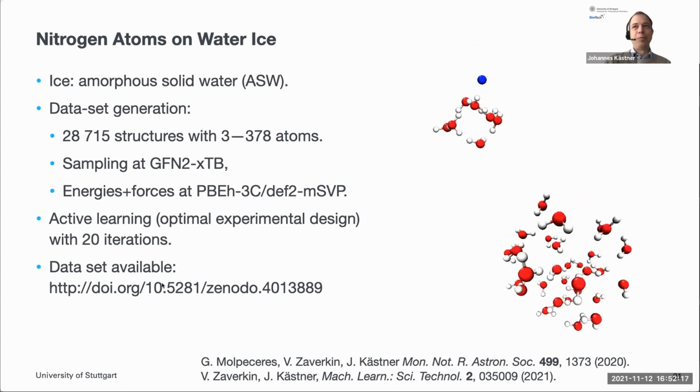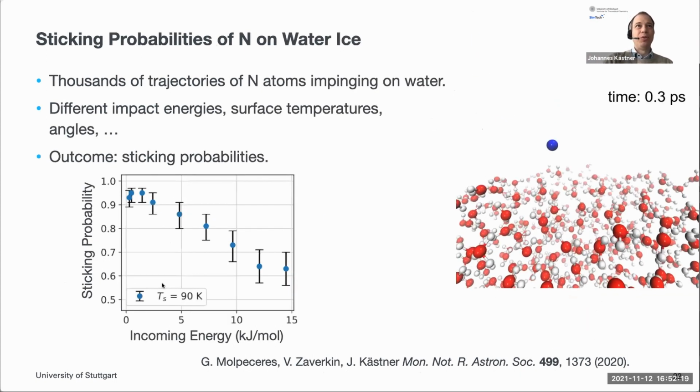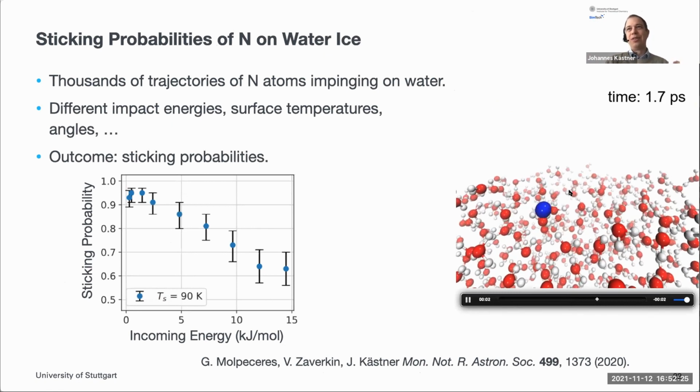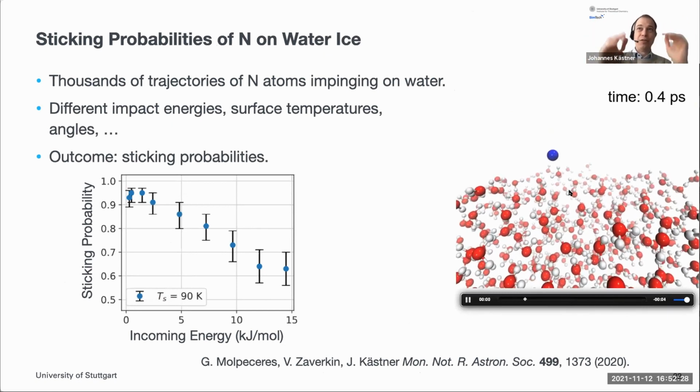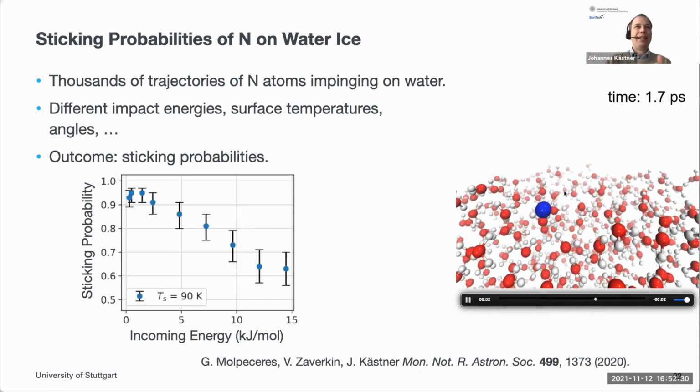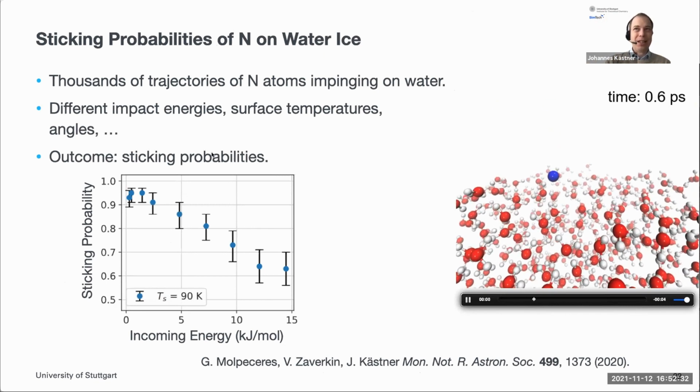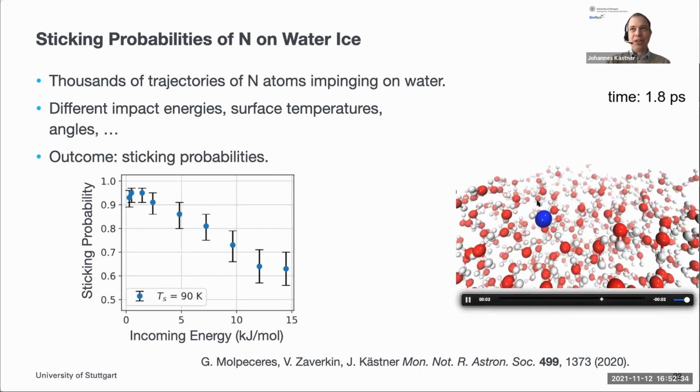The data set itself is published as well, but here I actually want to come to the results, things that we have found out. We ran thousands of trajectories of nitrogen impinging on the ice surface at different angles, at different energies, at different surface temperatures, and so on. The outcomes are sticking probabilities. How likely will it be that our nitrogen atom actually stays on the surface?